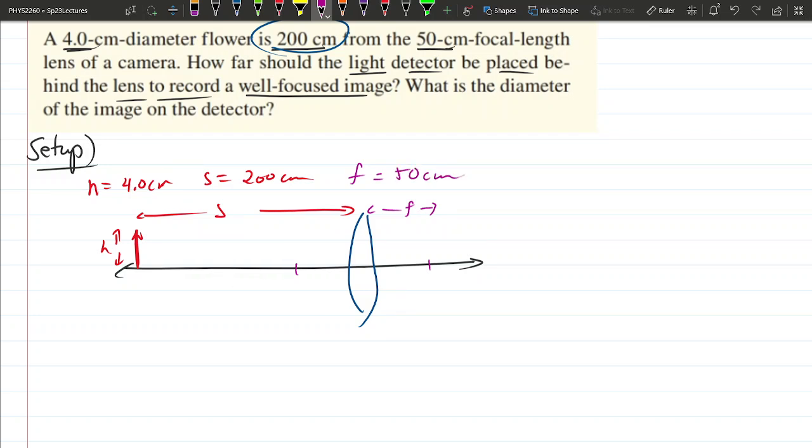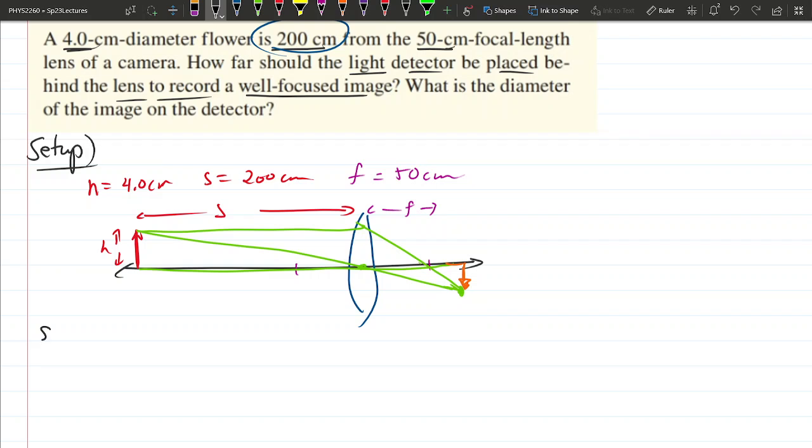They're asking where I should place the detector so that it makes a well-focused image. So we do our ray tracing once again. The boring one is down here, and we'll have another one coming across straight through the center of the lens. Then we do another one across here, but since it's parallel, it is going to cross the focal point. So this is where the image is going to form. From the picture, it looks like it's a little bit beyond the focal length, so we'll see if that is accurate.